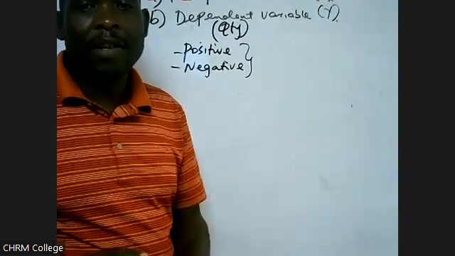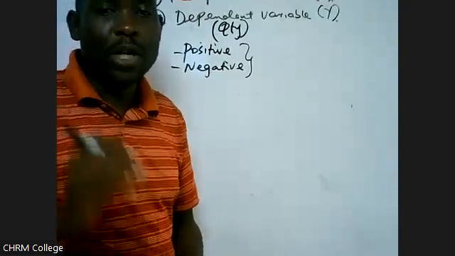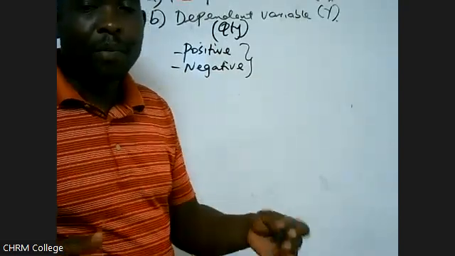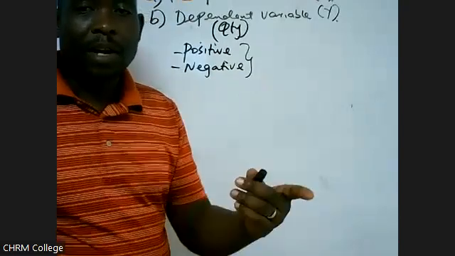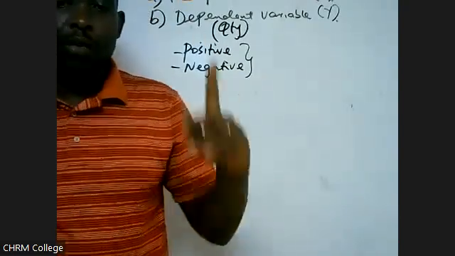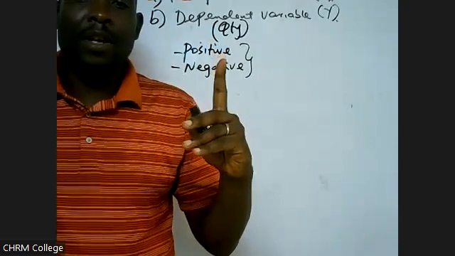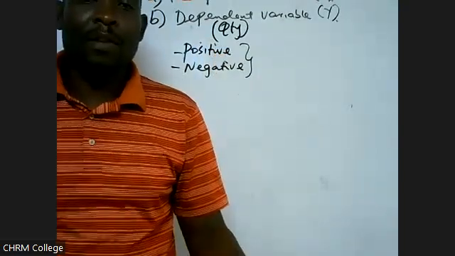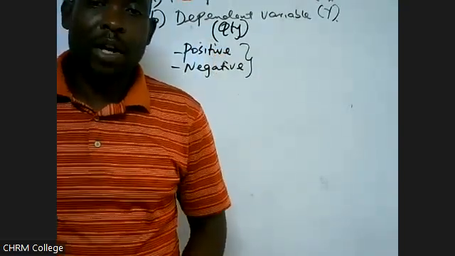And then a decrease in the independent variable results in a decrease in the dependent variable. And I've given you an example: advertisement versus sales. You increase advertisement, sales increases. You reduce advertisement, sales reduces. That is a positive correlation.